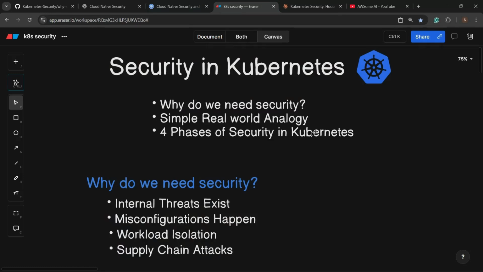Imagine you have built the most amazing smart home with all the latest technologies, but you forgot to lock the doors and install security cameras, and anyone, like strangers, can walk in and walk out. Sounds crazy, right? Well, that's exactly what happens when organizations deploy applications in Kubernetes without proper security.